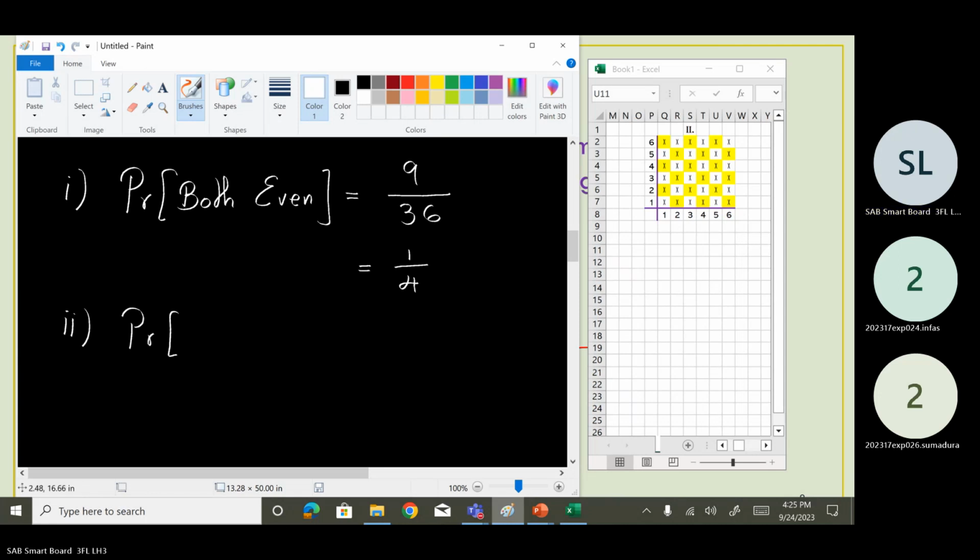Probability of one even. Totally there are 36. We are interested in 18 out of that. So it is 1/2.